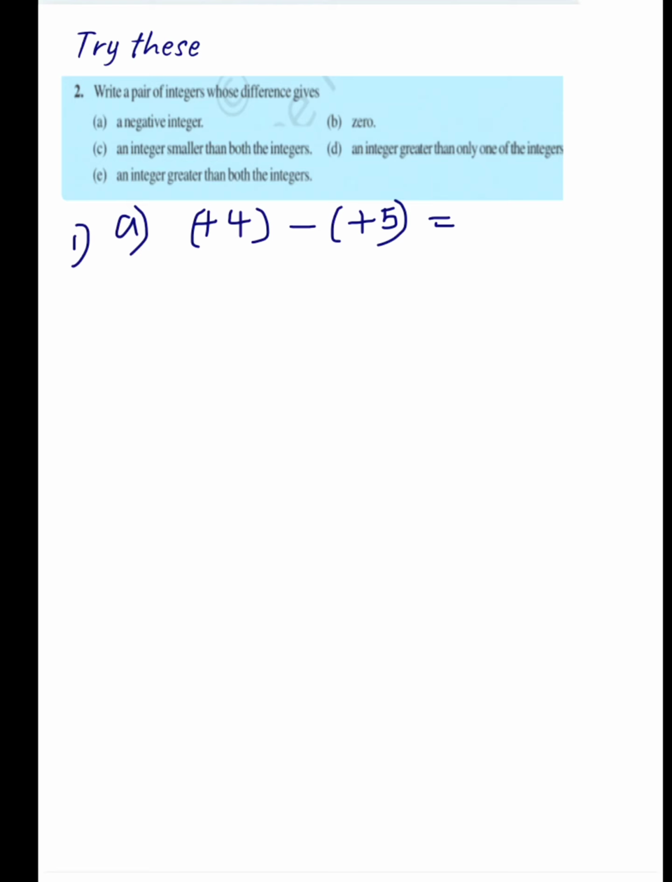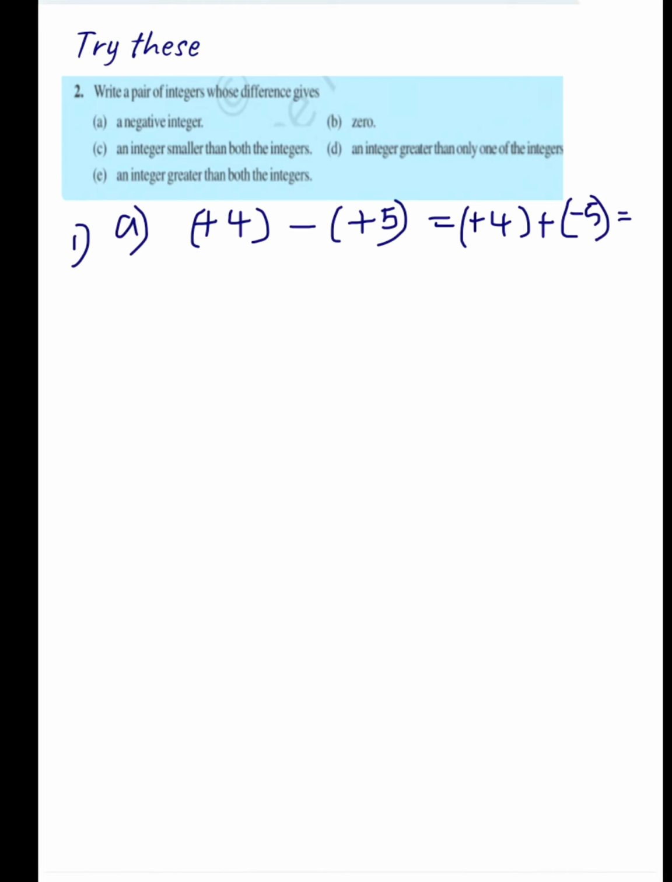In this case, you know that plus 4 minus plus 5. How are you doing the subtraction? You are taking the additive inverse of the second number, and you are just putting the plus sign instead of the minus sign. That is, plus 4, instead of minus you put plus, and you will take the additive inverse of plus 5, that is minus 5. Then what will be the answer?